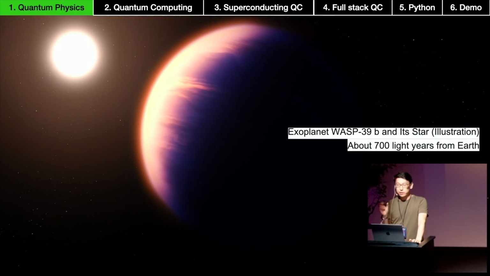This is an artist's rendition of a distant exoplanet with the coolest name ever, WASP-39b. It's about 700 light years away from Earth. For comparison, Jupiter is, I think, like 35 minutes away. So this is really far. It's so far that we have to look at this rendering, because if we look at it with an optical telescope, we at best see this smudge, like this pixel. You cannot see a planet.